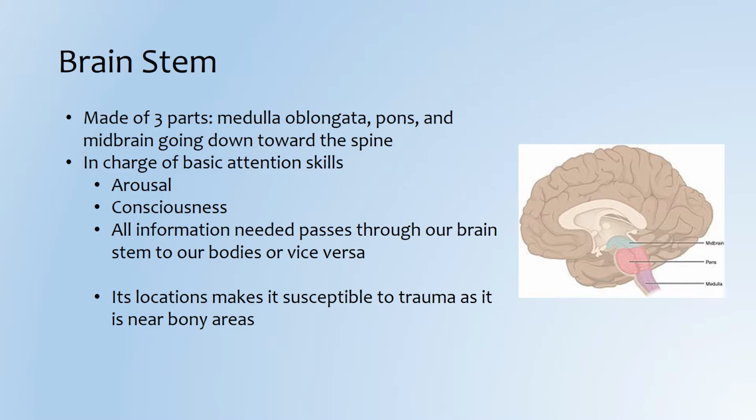The brainstem is what connects the brain to the rest of the body, and it is made of 3 parts: the medulla oblongata, pons, and the midbrain, which is going down towards the spine. It is in charge of basic attention skills, arousal, and consciousness, and all information needed passes through our brainstem to our bodies, and vice versa. It goes from the body also to the brain. And its location makes it susceptible to trauma as it is near a lot of bony areas.